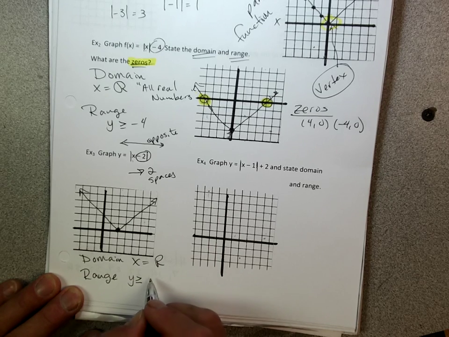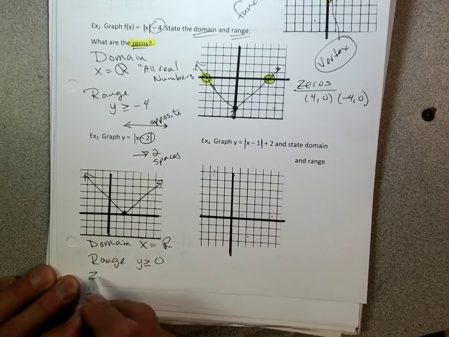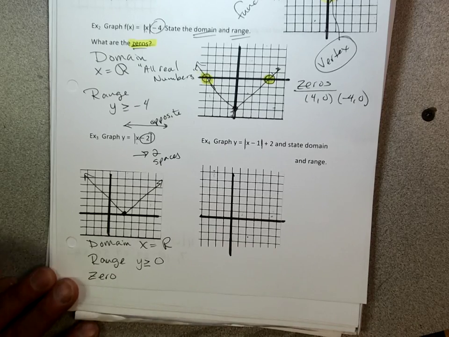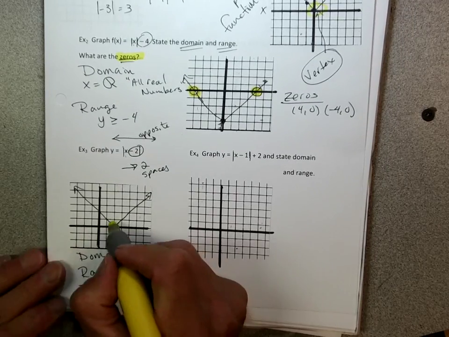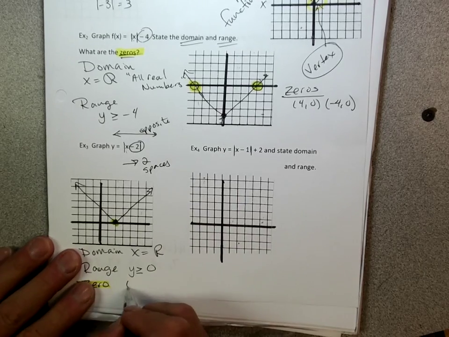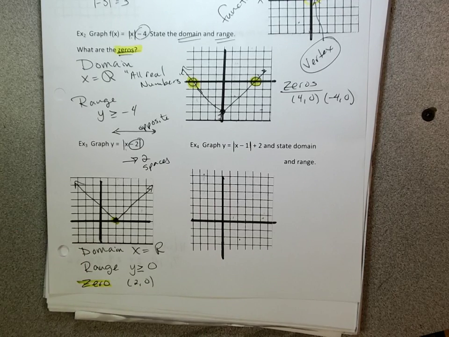Bottom height of 0, and then it goes up, right? Zeros. Actually, I should say just 0 because it only has 1 zero, right? It has 1 zero, and that's right here at 2. So the zero is at (2, 0). It only has 1. It's possible to have no zeros. You guys agree with that? It's possible. Okay, easy so far?